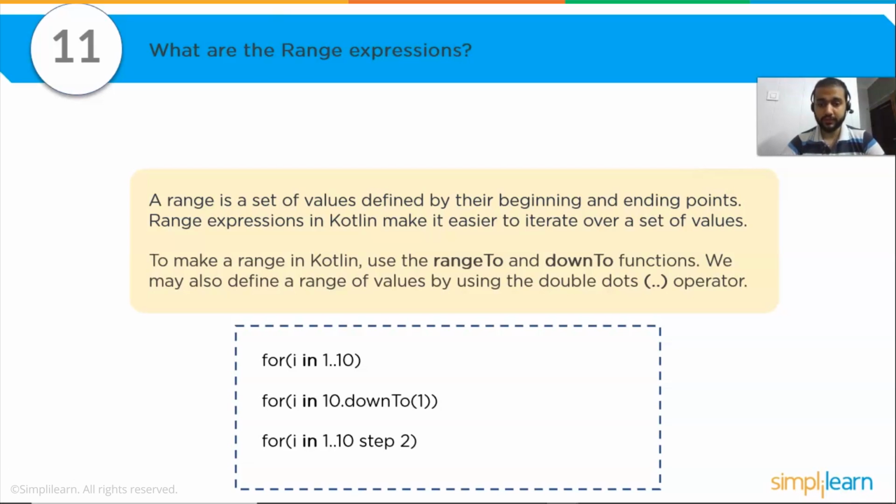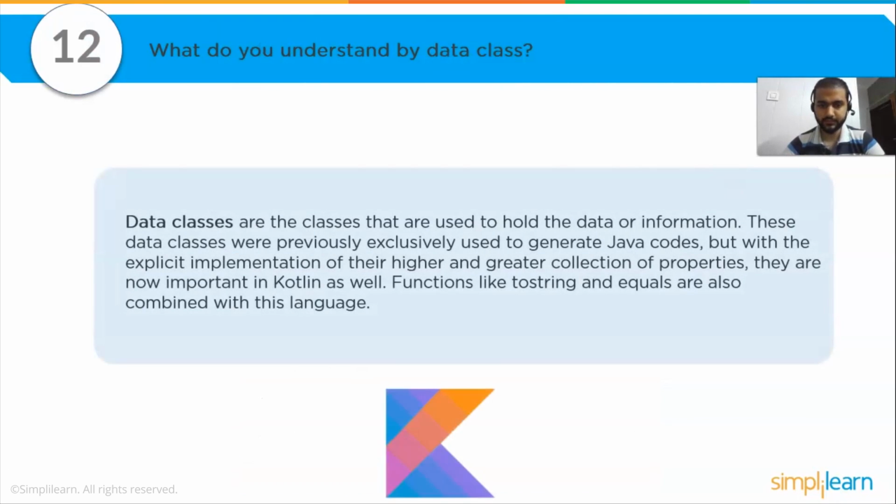Moving on to the 12th question, which is, what do you understand by data class? Data classes are the classes that are used to hold the data or information. These data classes were previously exclusively used to generate Java codes. But with the explicit implementation of a greater collection of properties, they are now important in Kotlin as well. Functions like toString and equals are also combined with this language.